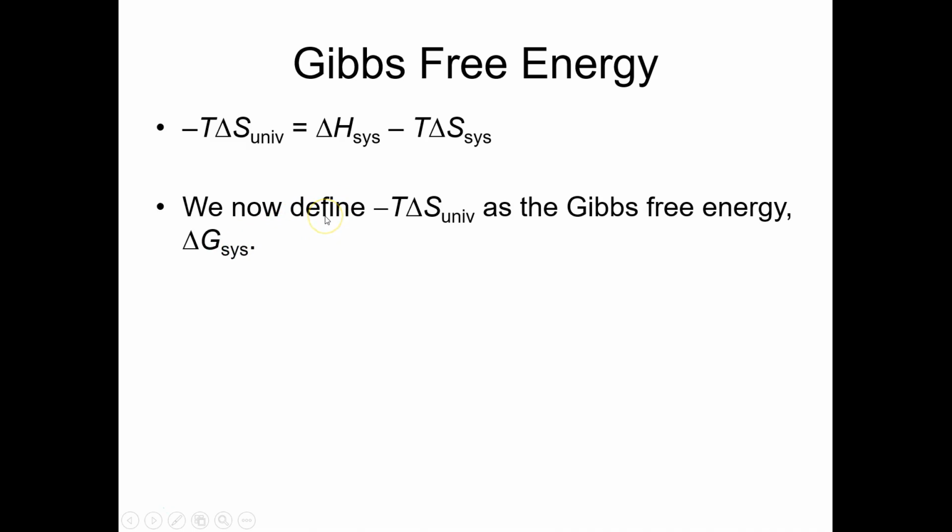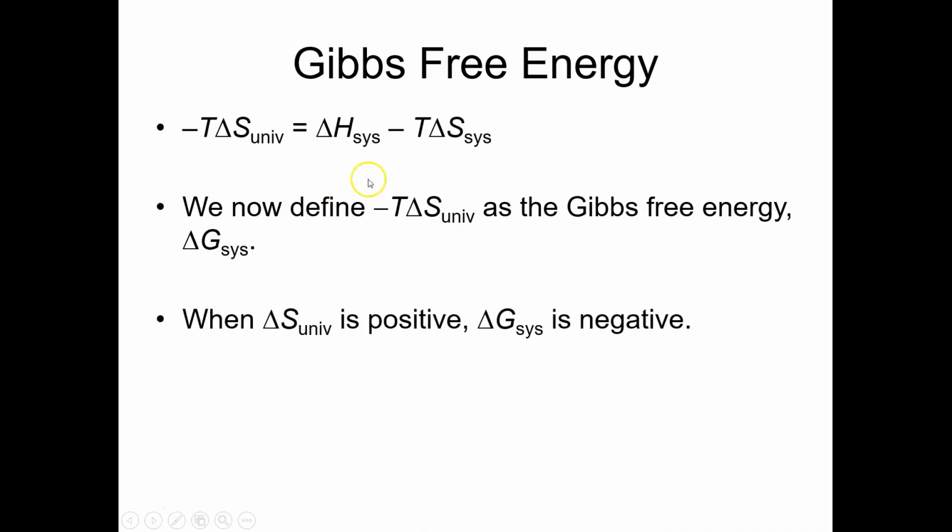And so therefore, delta G of the system is equal to delta H of the system minus T delta S of the system. And if we think in terms of what that means for sign and spontaneity, when delta S of the universe is positive, then delta G is going to be negative because delta G is equal to negative T delta S. And so when delta S of the universe is positive, that's a spontaneous process.